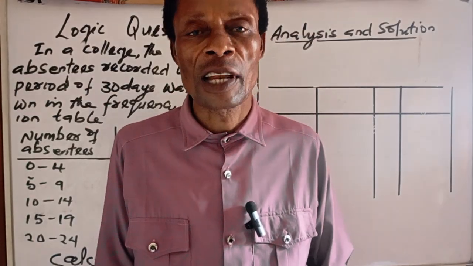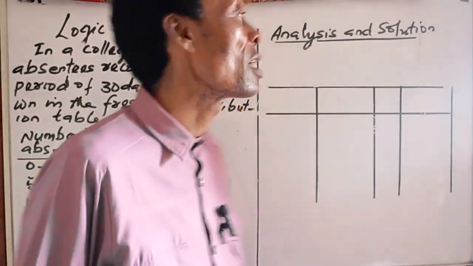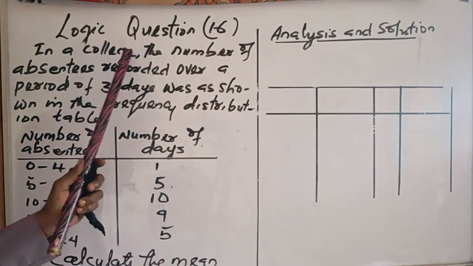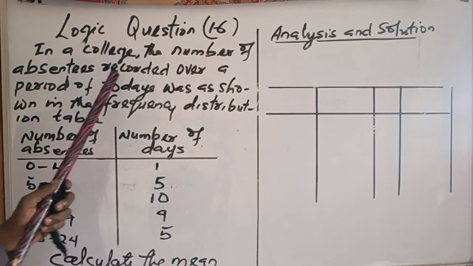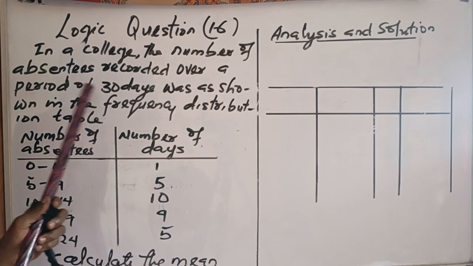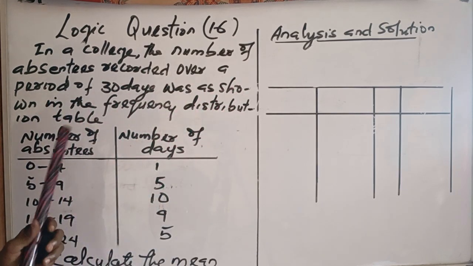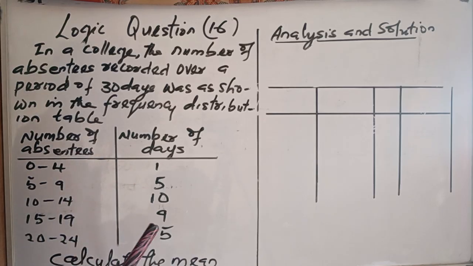So let's consider the next interesting logic question, and that's logic question 16. The question says, in a college, the number of absentees recorded over a period of 30 days was as shown in the frequency distribution table. This is the frequency distribution table.